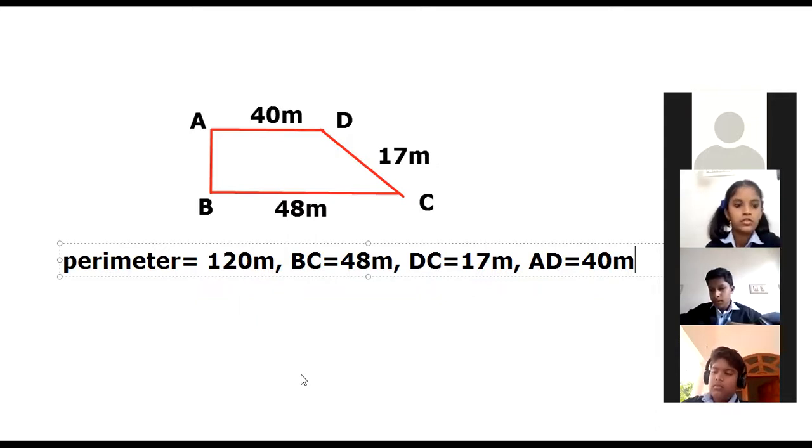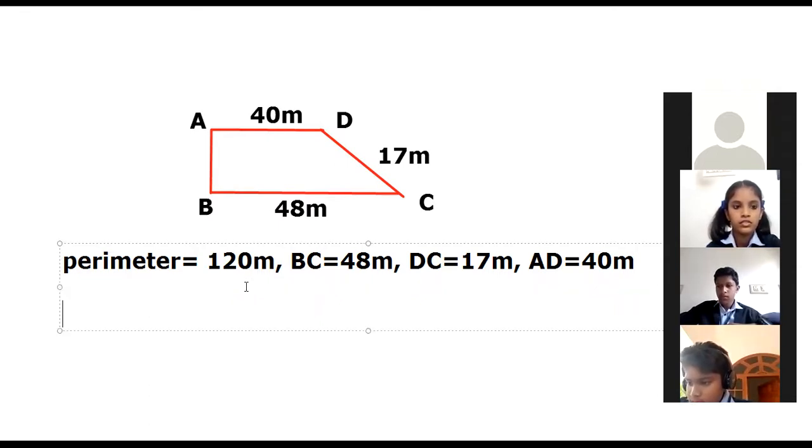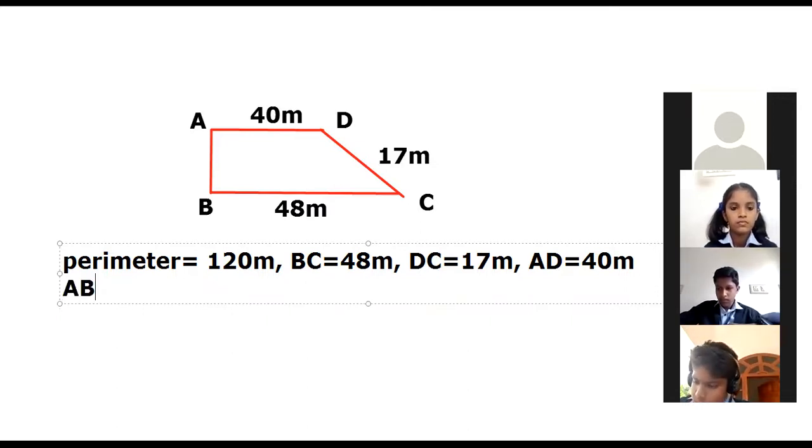We know the three sides, the fourth side is unknown. But we have another value, that is the perimeter. The total length of the four sides is given here. That is 120 meter. The perimeter of this figure is 120 meter, and you know the three sides also. Then it is easy for us to find the fourth side. You can add BC plus DC plus AD, then you will get a value. Subtract it from 120, you will get the fourth side: 15. Clear? So we can find AB like that. That's why the perimeter is given there.